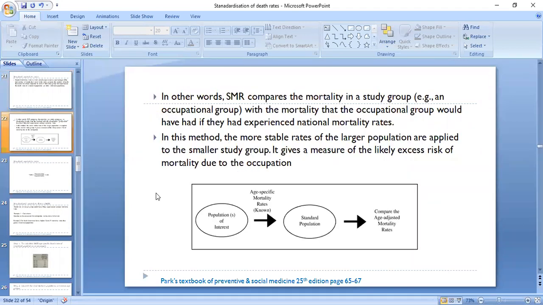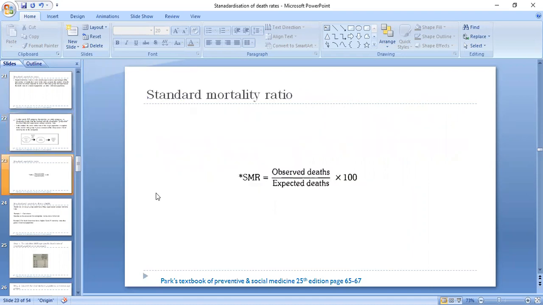In other words, the standardized mortality ratio compares the mortality in the study group, for example an occupational group, with the mortality that the occupational group would have had if they had experienced national mortality rates. In this method, the most stable rates of the larger population are applied to the smaller study group. It gives a measure of likely excess risk of mortality due to occupation. Now, how do we calculate the standardized mortality ratio? The formula is observed deaths divided by expected deaths multiplied by 100.